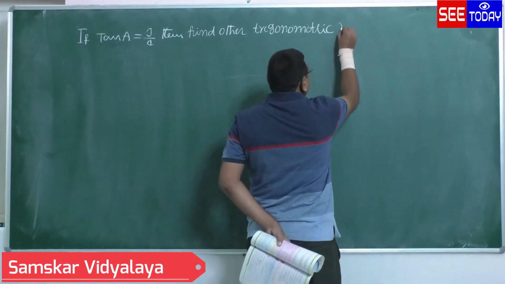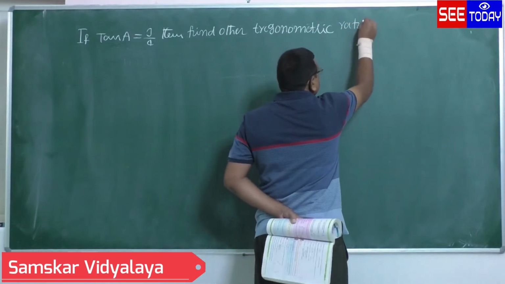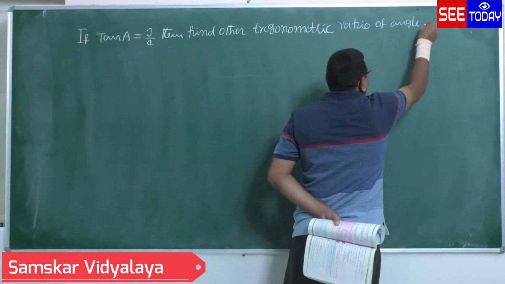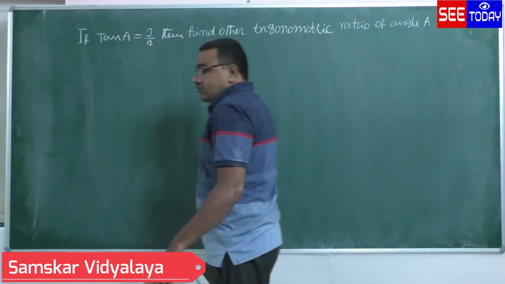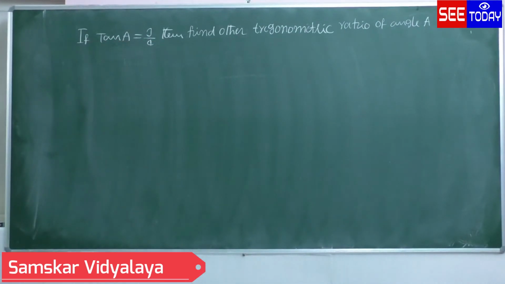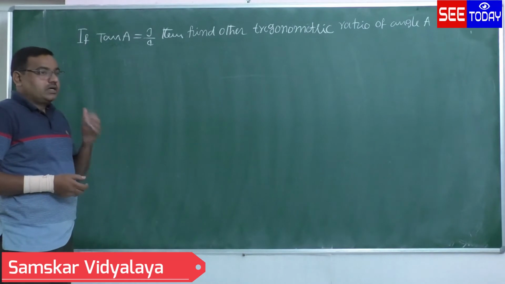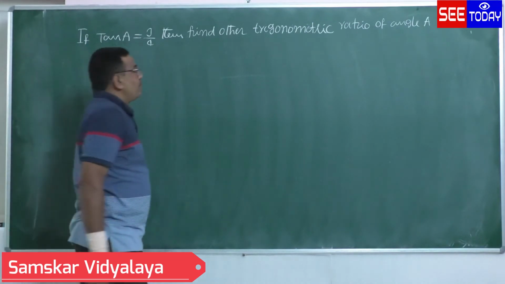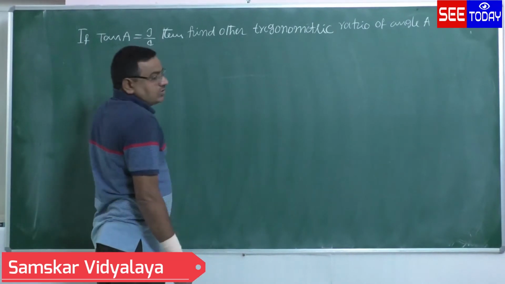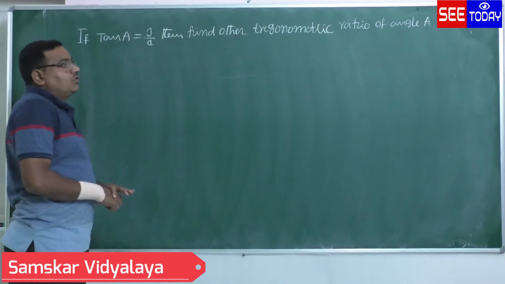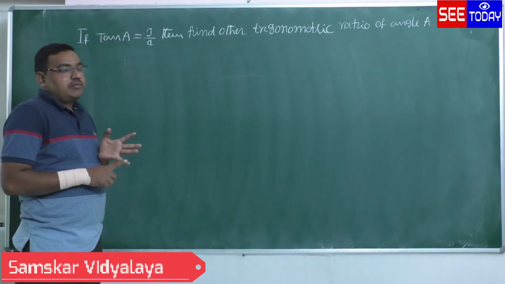of angle A. This is the question. If tan A is equal to 3 by 4, then find other trigonometric ratios of angle A. That is the question, beta. Now, tan A is equal to 3 by 4 he has given. By using this one, we can find other trigonometric ratios.